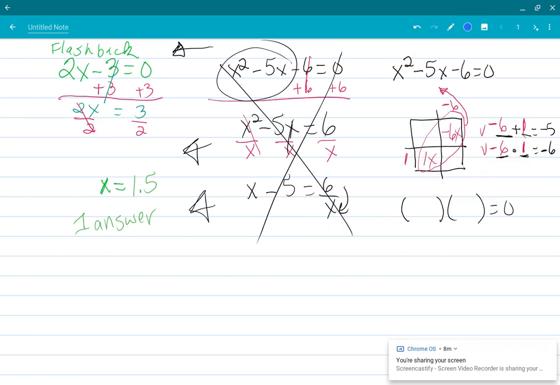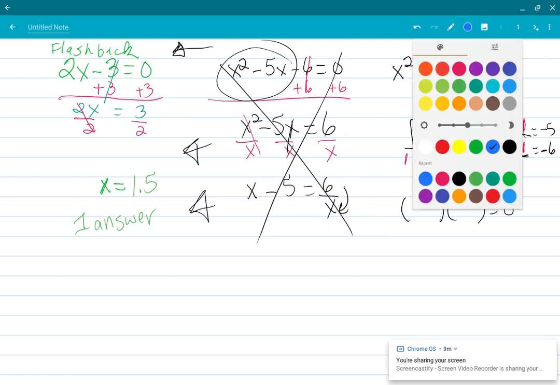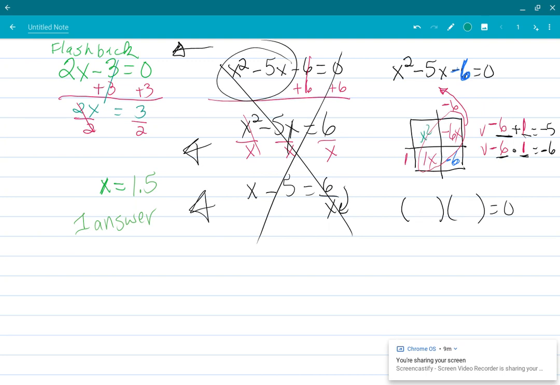I'm going to put this in this blue. It's that one right there, -6. And then this x squared goes here, x, and that's this one right here. So this is going to be x minus 6 times x plus 1.